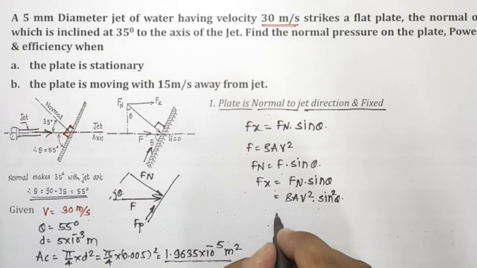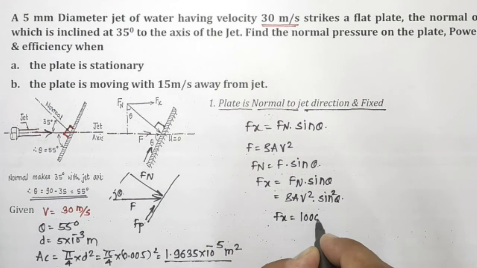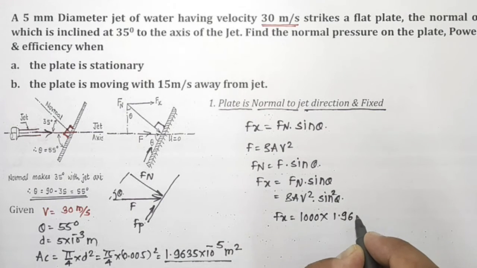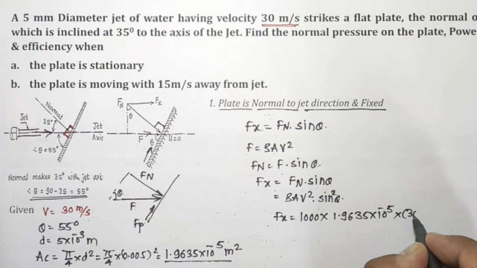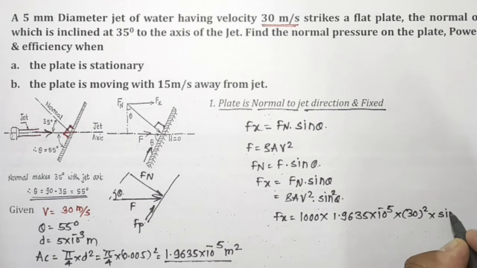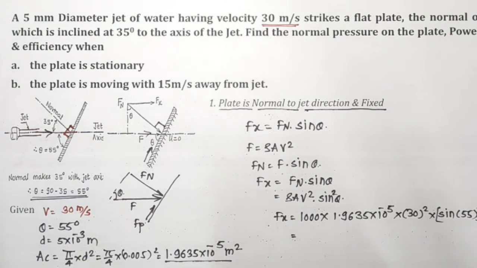So from this we can find out Fx is equal to rho, which is 1000, into area, which is 1.9635 into 10 raised to minus 5, into the velocity, which is 30 square, into sine 55 bracket square. So that normal force we are getting is 11.858 Newton. This is what we call the normal force. So this is all about the normal force for the first condition.